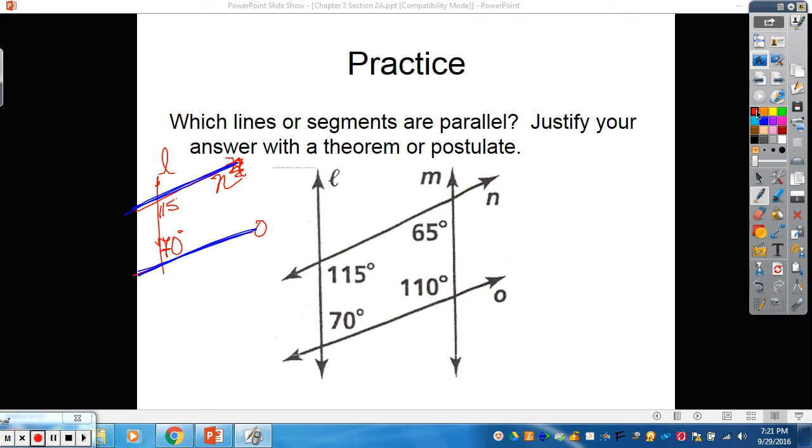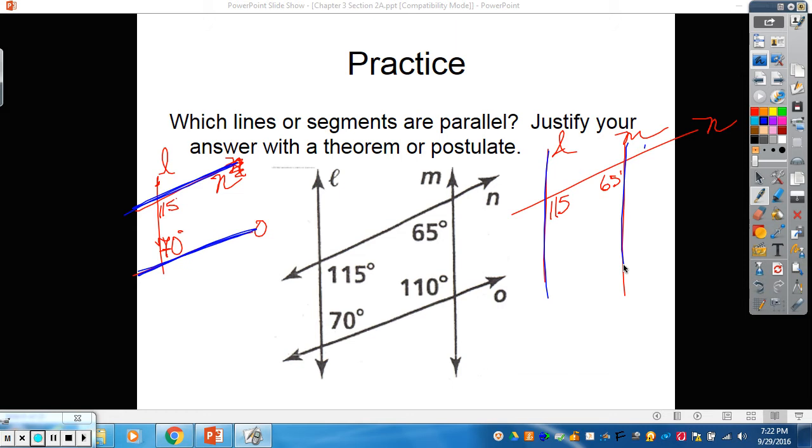Now, I'm going to choose another pair of angles, and this time it's going to be the 115 and 65. This is line L, line M, and line N. Now, if you add up 115 and 65, that makes 180, and those are same side interior. So as a result, I know that this line here is parallel to that line there. So it leads me to that conclusion.